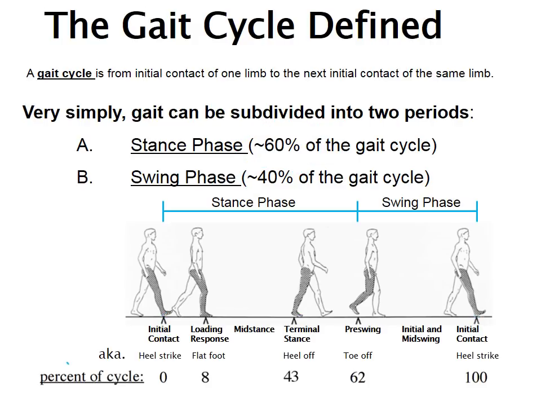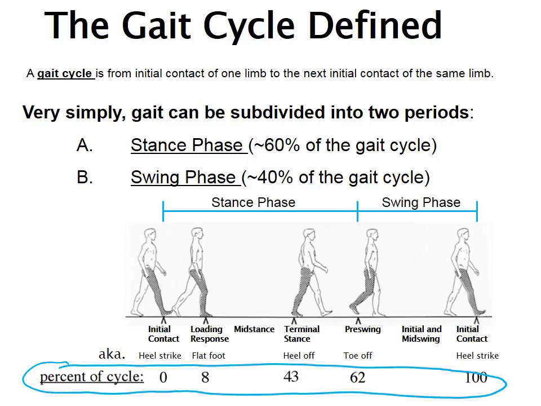Here we see at the very bottom the percent of the gait cycle, and this is where we get that 60%. We get to a toe off right here, at roughly 60 or 62% of the gait cycle.